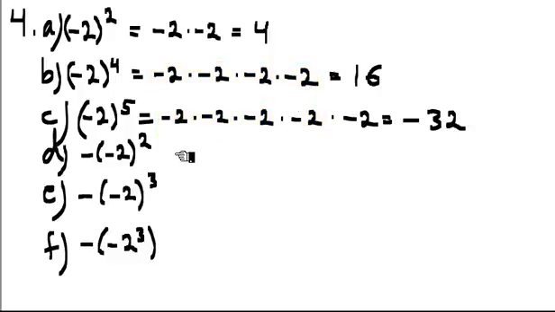The next one is a little trickier, but first we always do the powers first, and this means everything within the bracket times itself 2 times, and then we have this extra minus sign. It's the same thing as A, but with a minus in front of it.